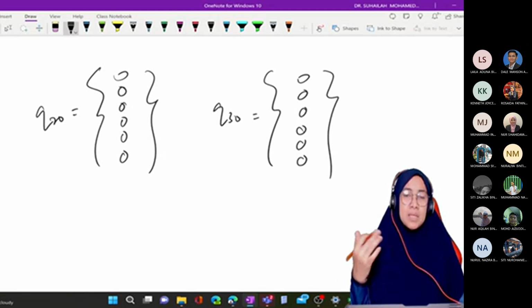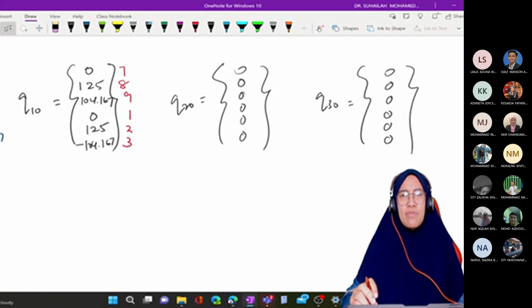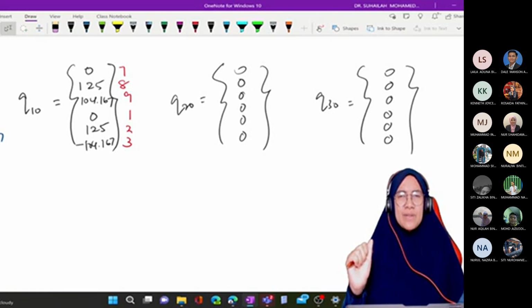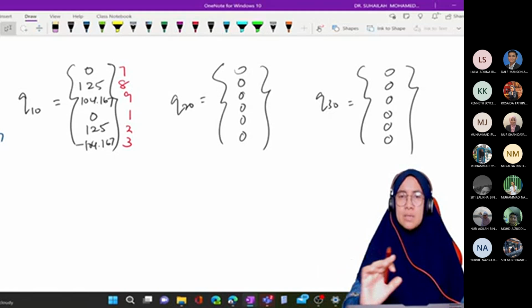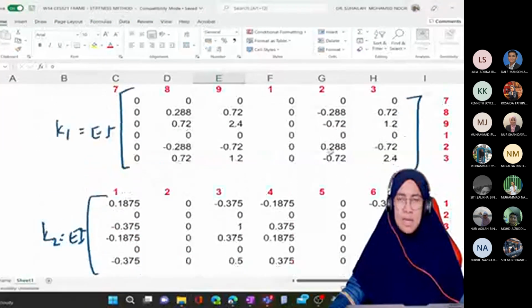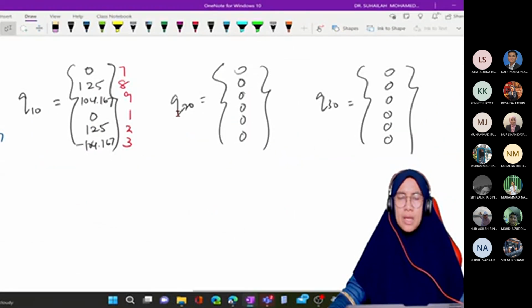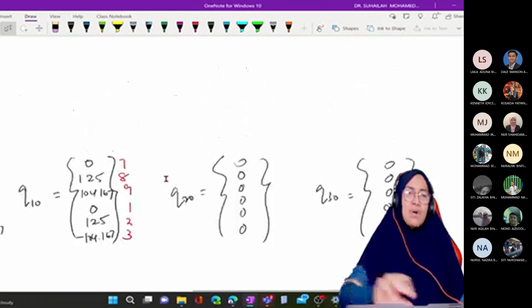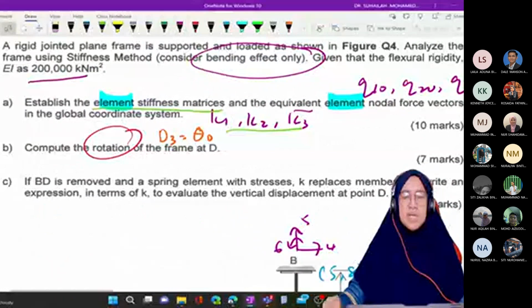Okay, label same as K3. So this is actually the answer for question number 1: element global stiffness matrices K1, K2, K3, and equivalent element nodal force vectors Q1 naught, Q2 naught, Q3 naught. That's the answer for question A.